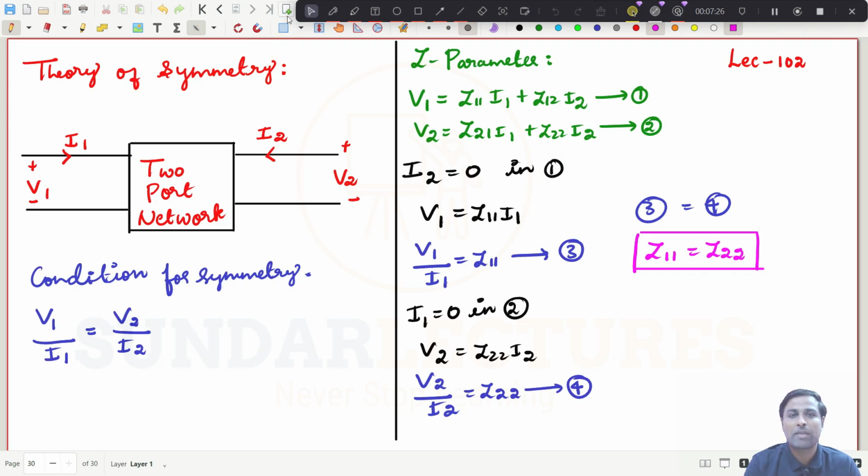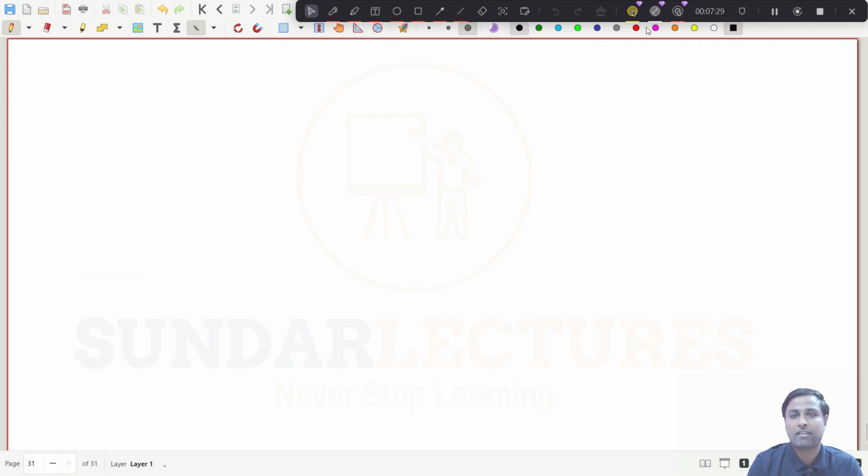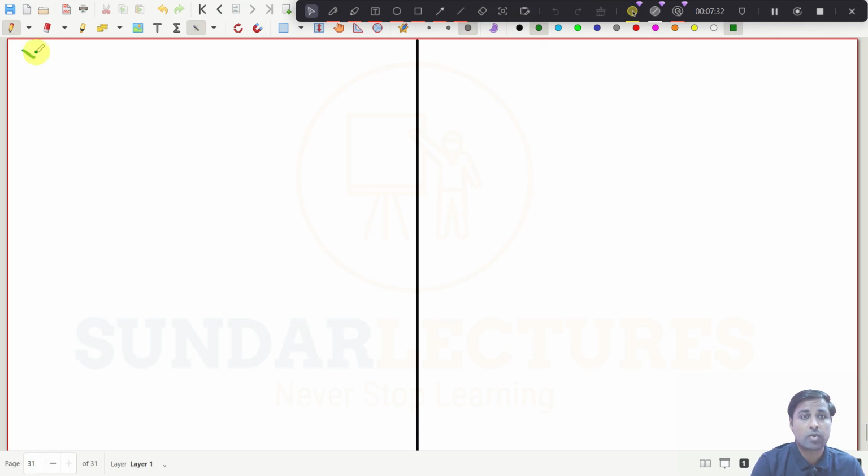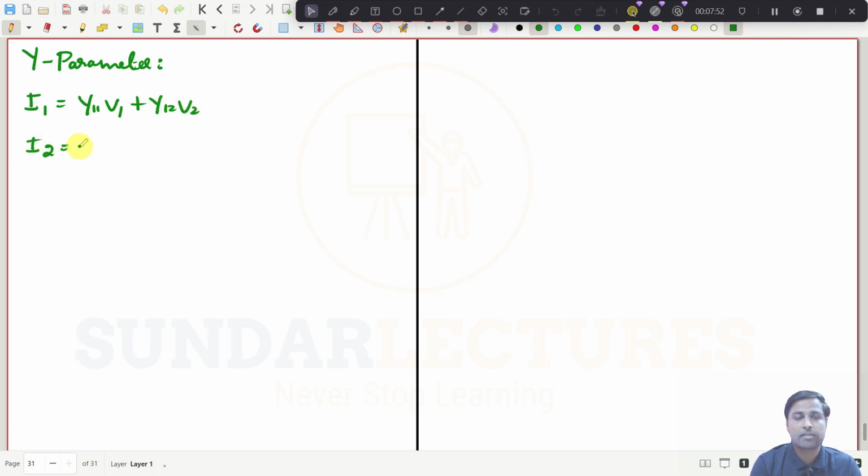What is that? Y parameter. I will take it down. So what is the Y parameter equation? You know the equations, right? I1 is equal to Y11 V1 plus Y12 V2, and I2 is equal to Y21 V1 plus Y22 V2. So this is equation number 1 and this is equation number 2.